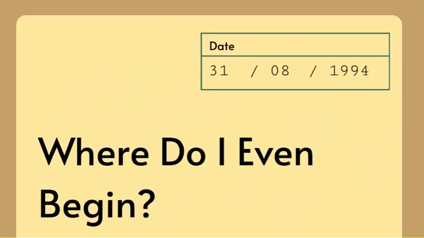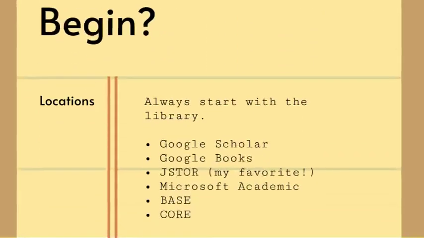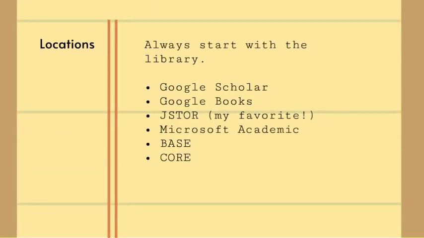So where to start? Where do I even begin? The best place to start would be the library. You can also check Canvas for other helpful links I've provided. But if you're online, here are a few trusted sites that I recommend. Google Scholar and Google Books are great. You have Microsoft Academic, Base, Core, but my favorite, and the one I really encourage everybody to look at, is JSTOR. It's my favorite.